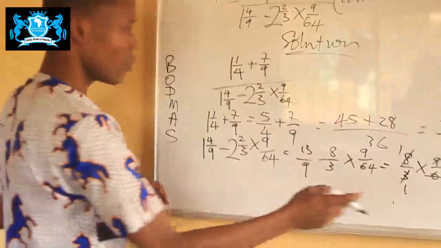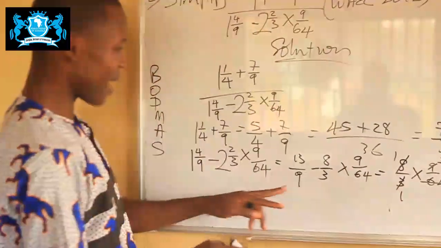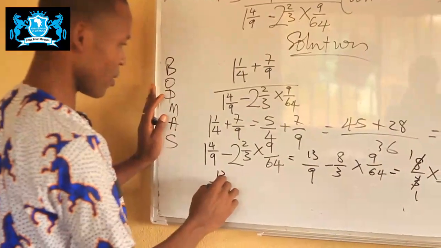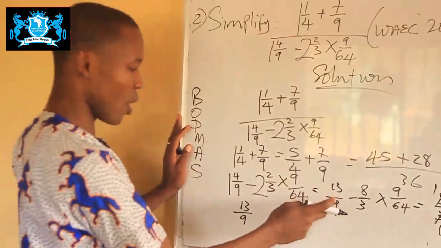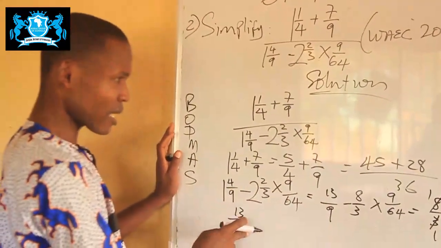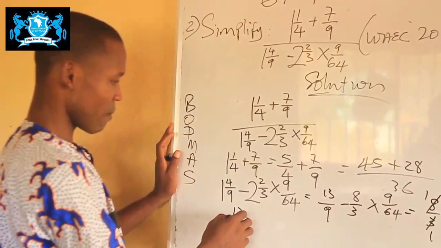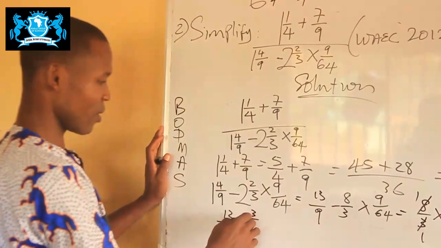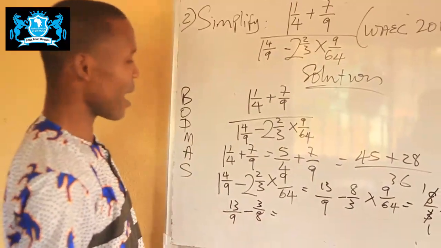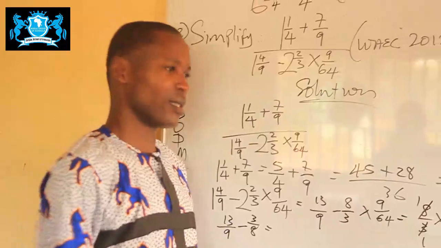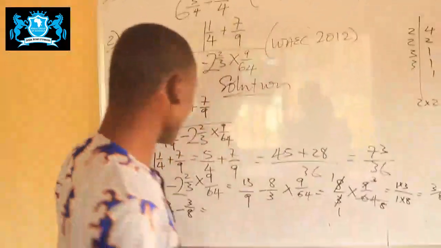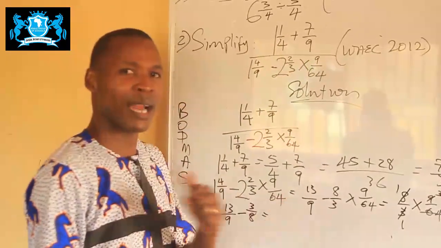Now we will carry this and solve it alongside this. So we now have 13 over 9, remember how we got this by changing the mixed fraction, minus 3 over 8, which will be equal to... Let us find the LCM. Please, a classwork for you. Help me to find the LCM of 9 and 8.